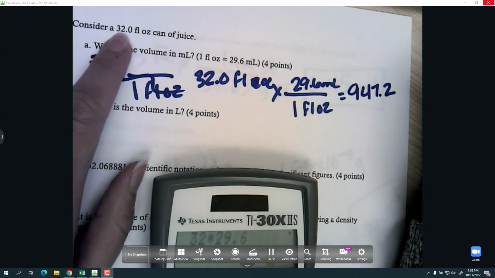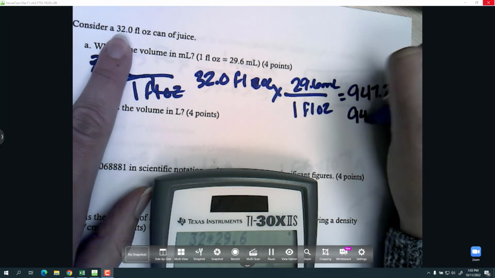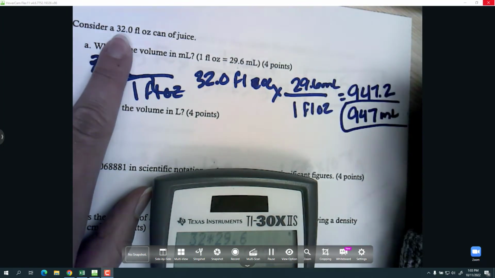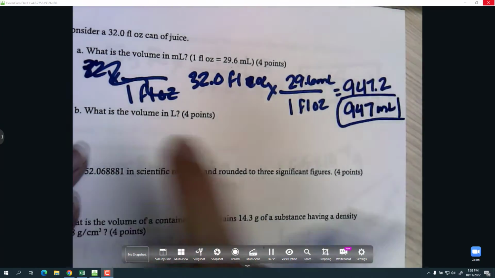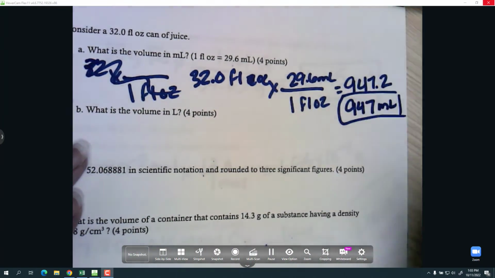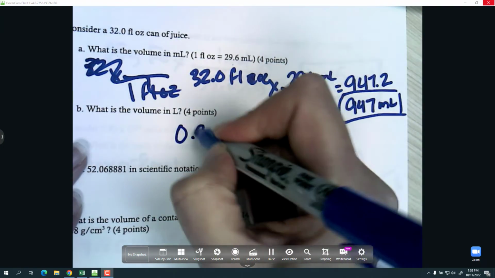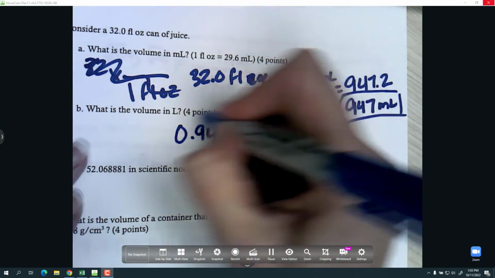Going back to my data, I have 3 sig figs, so it should really just be 947 milliliters. To convert it to liters, I just divide by 1,000, remove the decimal 3 places to the left, and I get 0.947 liters.